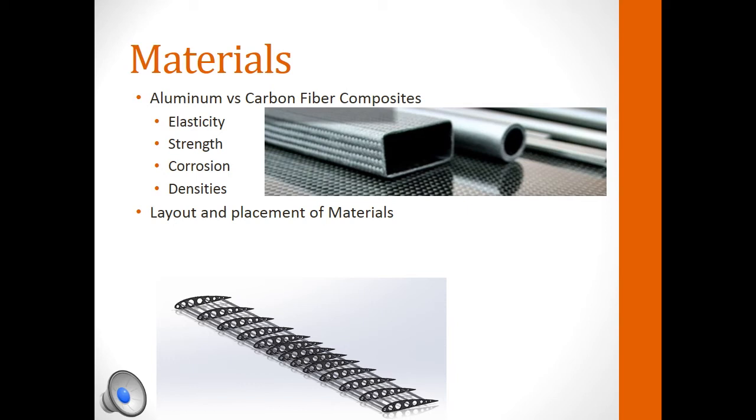As far as the layout of those materials go, we didn't want all carbon fiber because that would get pretty costly, especially because aluminum is much more easily manufactured. And so we chose aluminum for our main body of the aircraft, and carbon fiber composites for the wings, as well as the horizontal and vertical stabilizers.